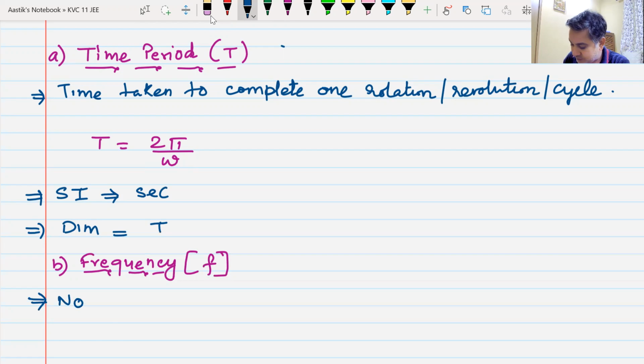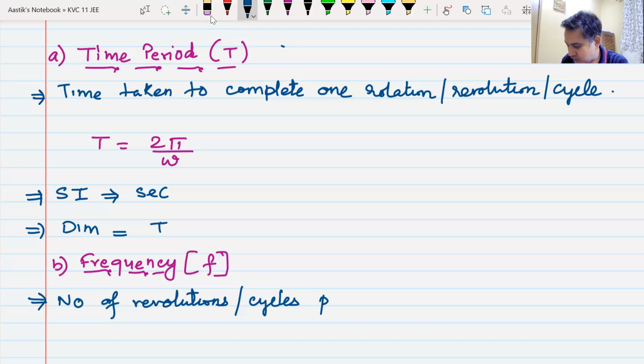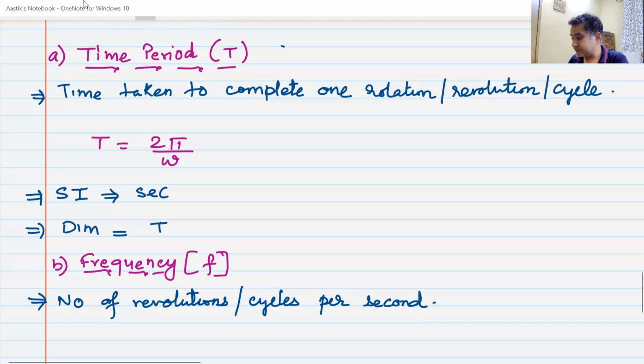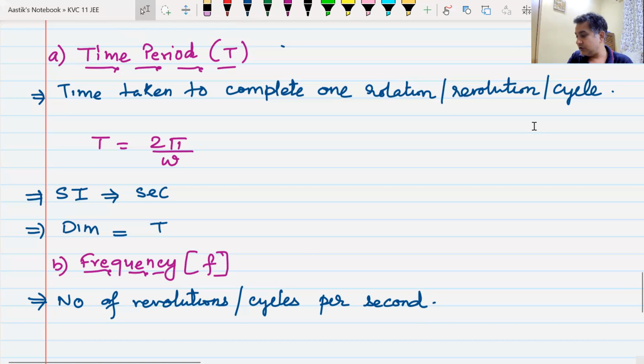Number of revolutions or cycles per second. In 1 second, how many times are you moving in a cycle? That is known as frequency, my dear friends. Will you remember it now? Yes or no?